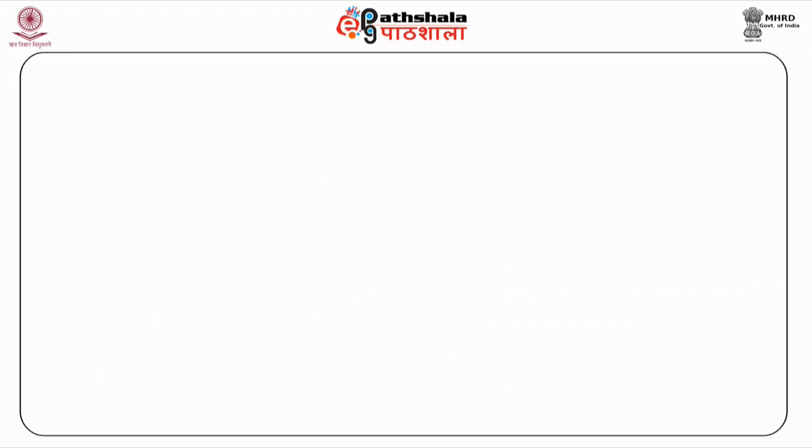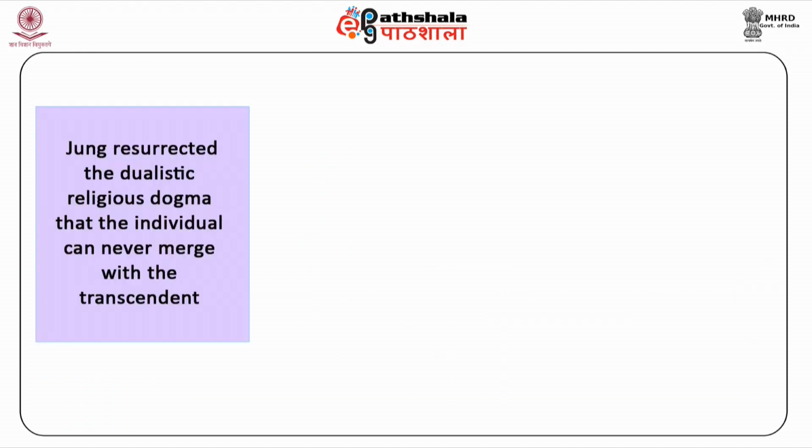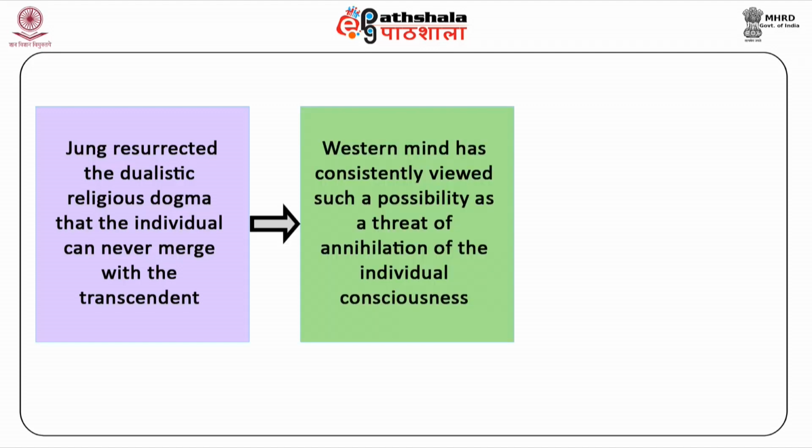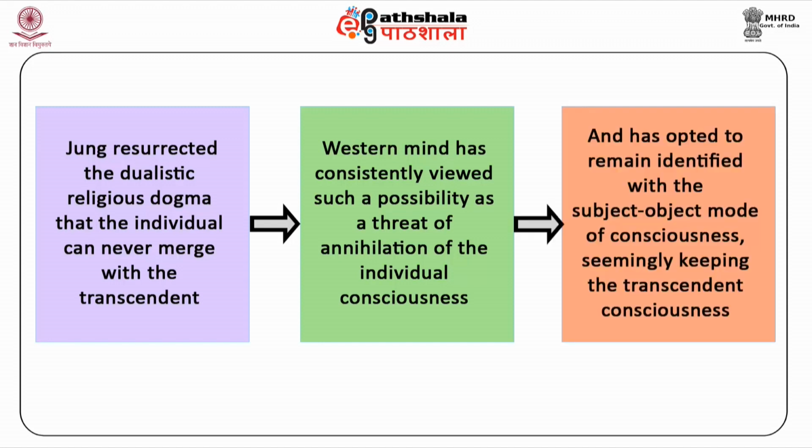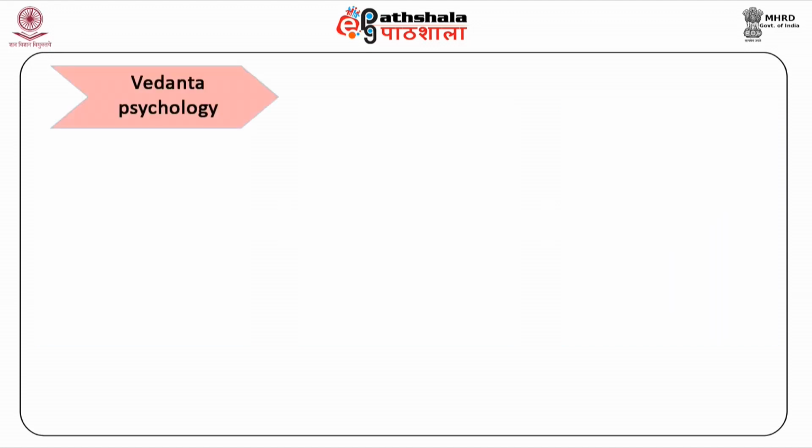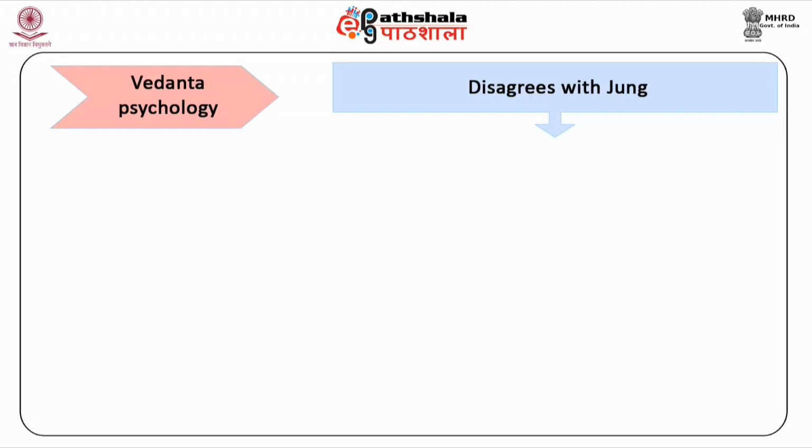In taking this position, Jung resurrected the dualistic religious dogma that the individual can never merge with the transcendent. Throughout history, the Western mind has consistently viewed such a possibility as a threat of annihilation of the individual consciousness and has opted to remain identified with the subject-object mode of consciousness, seemingly keeping the transcendent consciousness at a distance as an object. Vedanta psychology clearly disagrees with Jung's belief that the self can never be known directly.